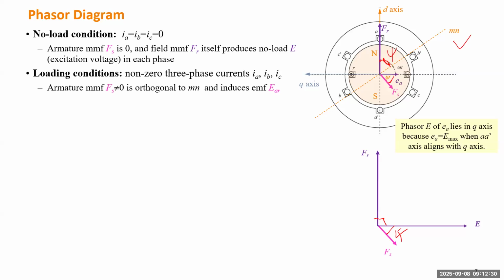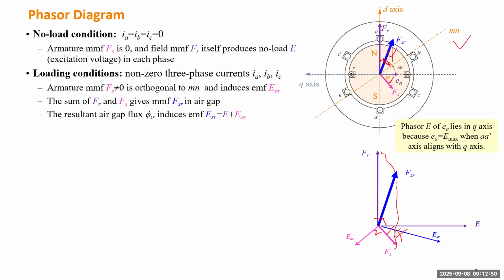And this stator winding magnetomotive force also induces another voltage lagging it by 90 degrees. So the total magnetomotive force, we call it FSR, will be determined based on this parallelogram. If we draw the parallelogram, that will be the total, which means the two voltages also have a total voltage. We call it ESR. Then we'll have this equation.